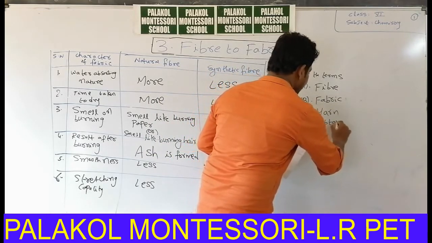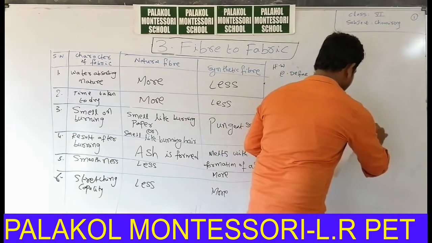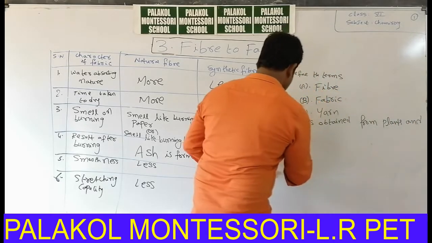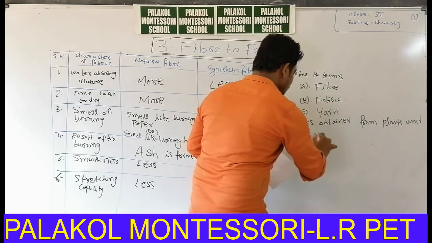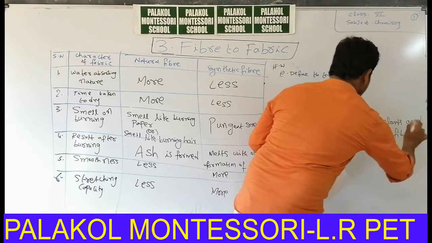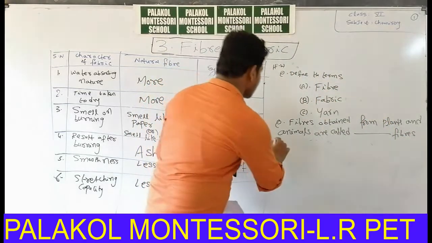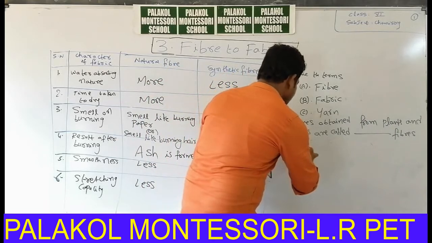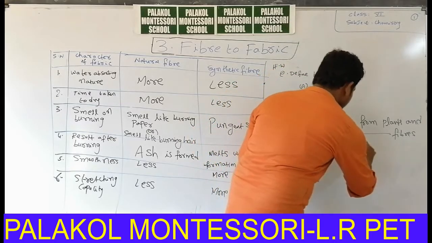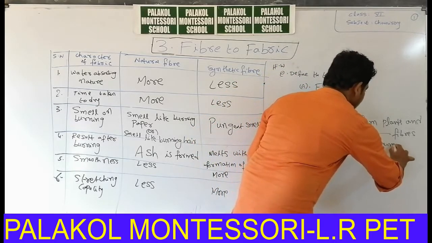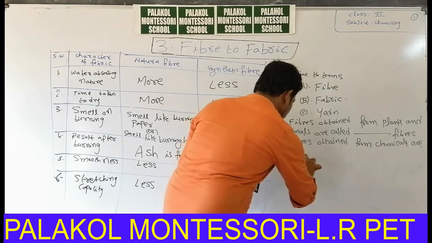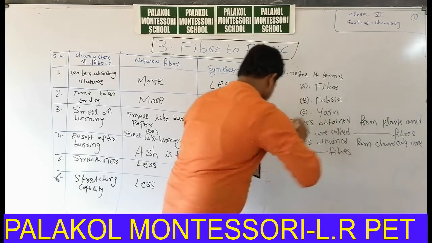Next, second question. Fibers obtained from plants and animals are called dash fibers. Fill in the answer with a suitable answer. Last question, fibers obtained from chemicals are called dash fibers. Okay, this is homework for you.